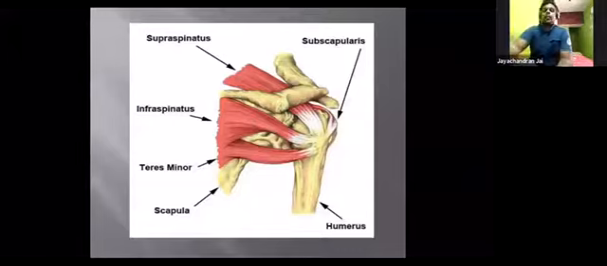And this is a picture of the muscles originating from the scapula and inserting in the head of the humerus.